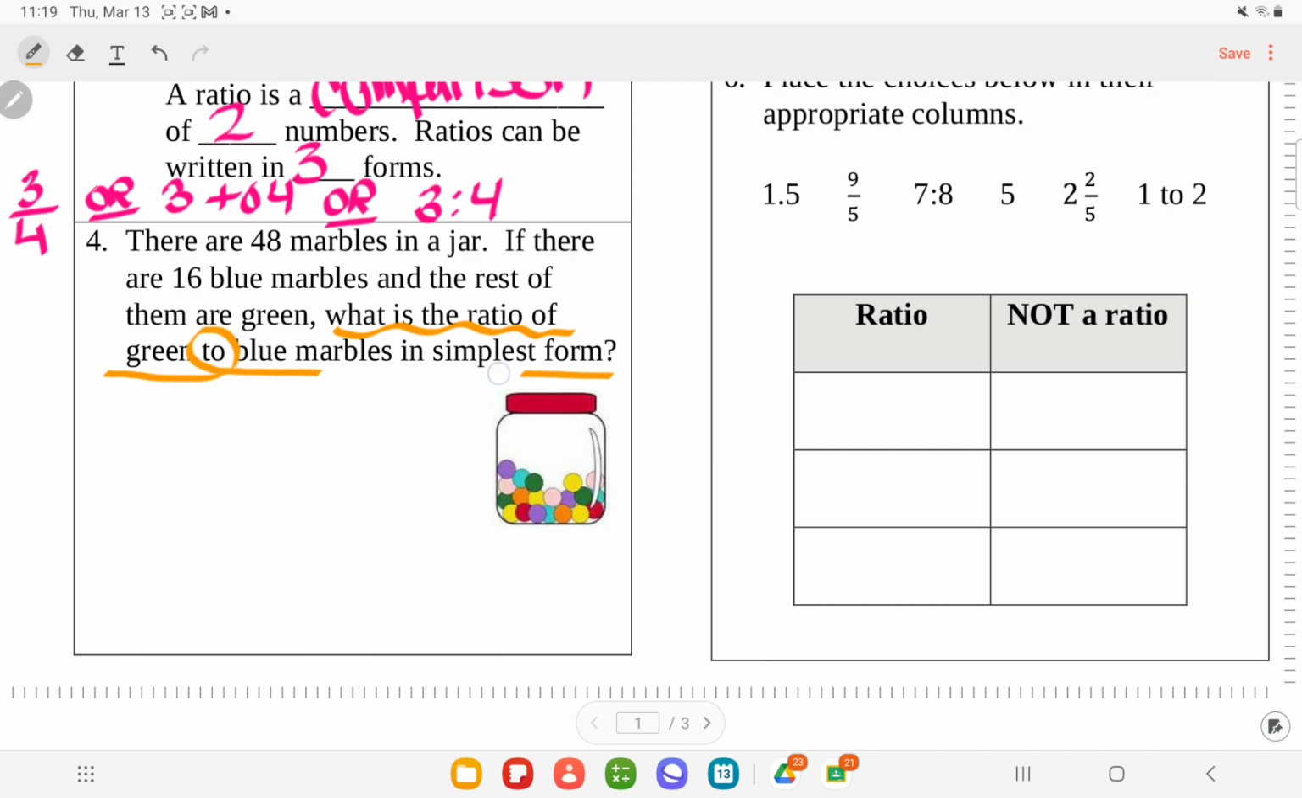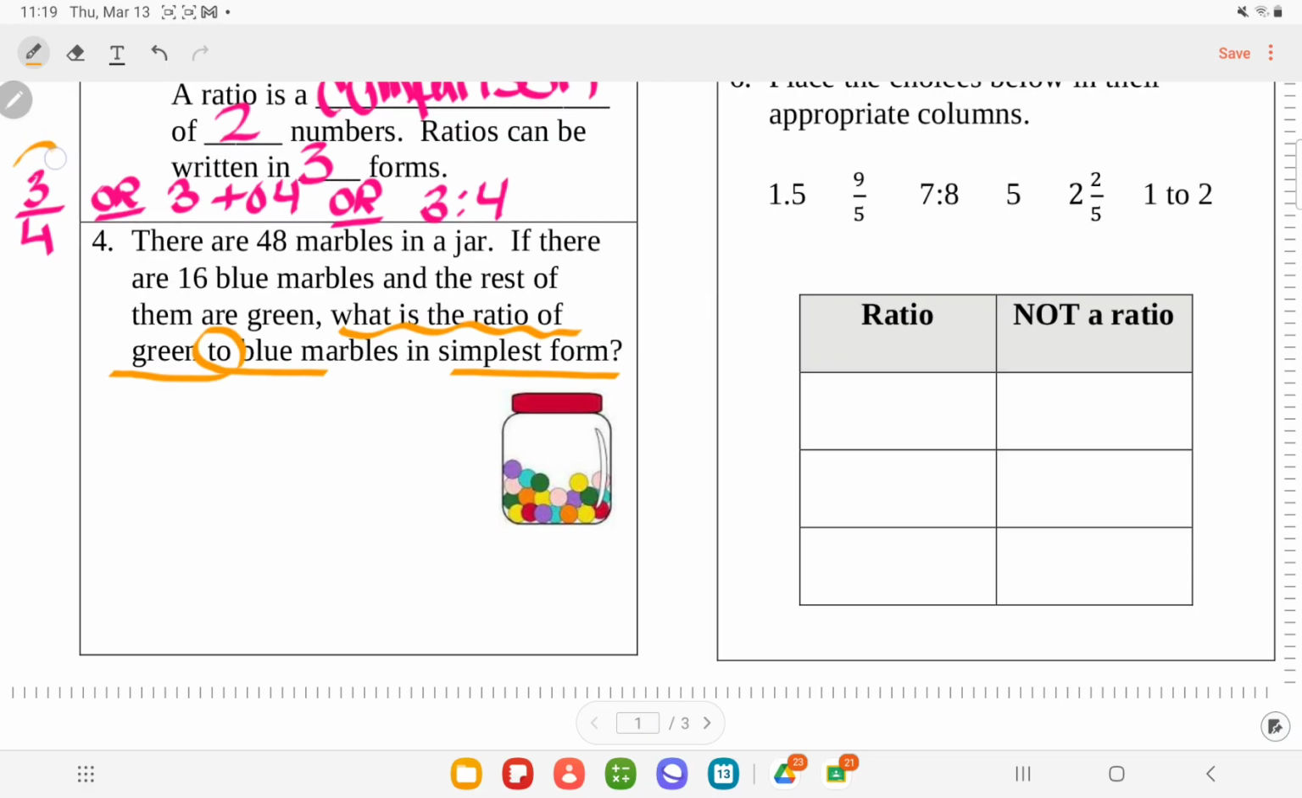Remember, when they're asking us in simplest form, the easiest method for these is going to be using a fraction. That's our preferred method for these because we can put that right in our calculator. And our plan is going to be green marbles, green over blue. And did they tell me either of those? Well, they gave me 16 blue marbles, so where would that go? That is going to go on the bottom, because it says blue on the bottom, so I'm putting this 16 blue marbles on the bottom.